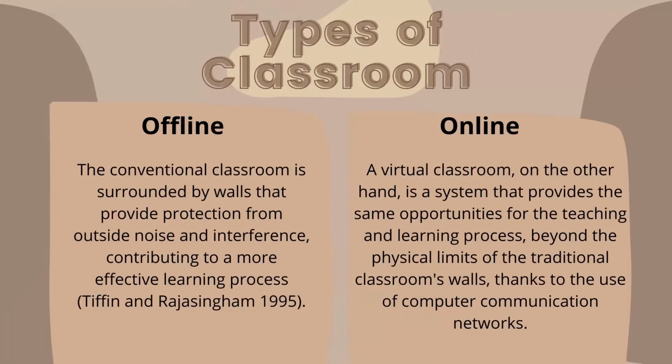Then now it's about types of classroom. Firstly, it's about the offline classroom. An offline classroom is the conventional classroom that's surrounded by walls and provides protection from outside noise and interference, which contributes to a more effective learning process.